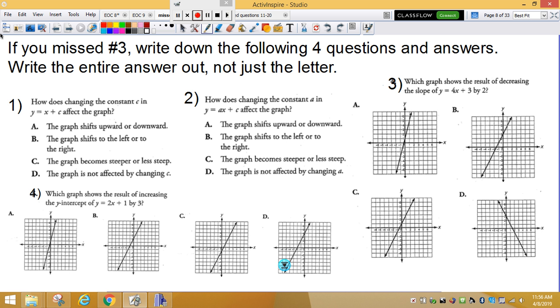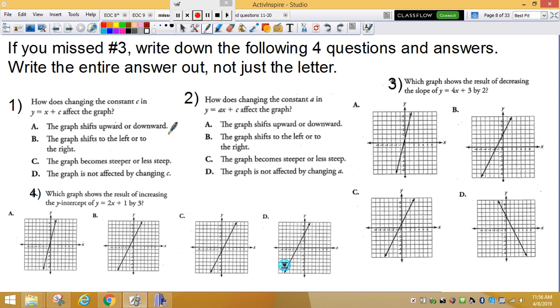I don't want A. So like number 1, we would write down the question, how does changing the constant c in y equals x plus c affect the graph? And if you think the answer is A, then you would put the graph shifts upward or downward. Don't just put A. I want what the actual answer is that you think.